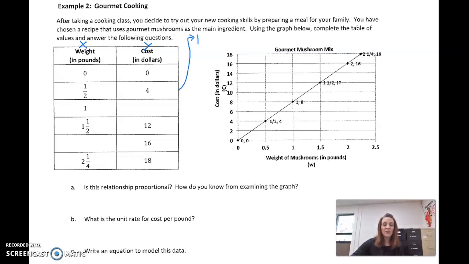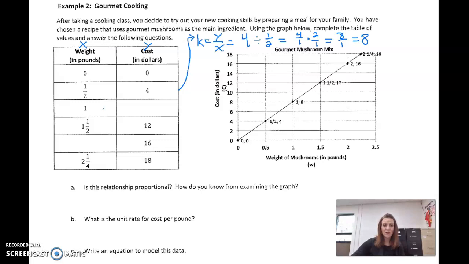Okay. And to find my constant, I'm going to go y divided by x. My y is 4, and I'm going to divide it by my x, which is a half. Keep it, switch it, flip it. And notice I get 4 times 2, which is 8 over 1, or just 8. So my constant is 8.